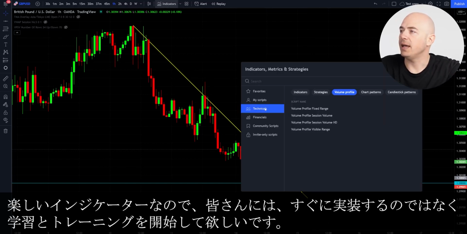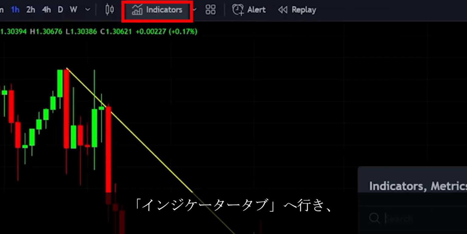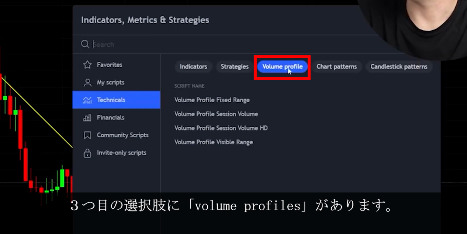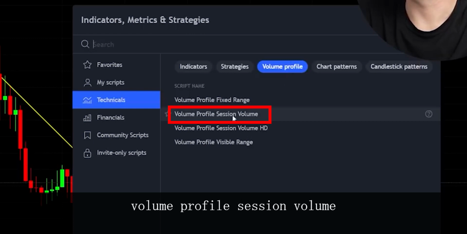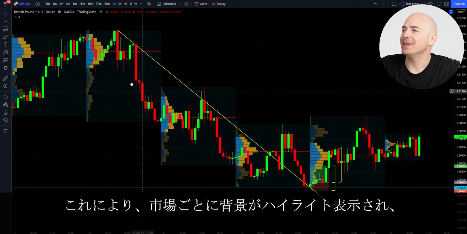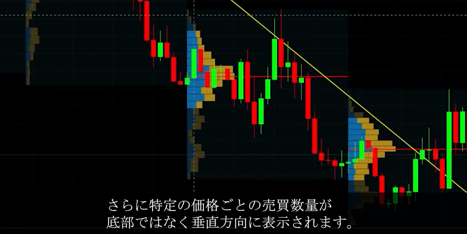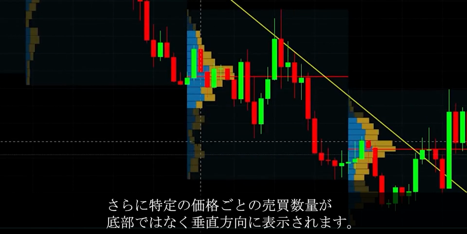So a fun indicator that I want you guys to start learning and start training on, not implement this right away. I want you to be educated on this first. If you go into the indicators tab and click the technicals, the third option is volume profiles. I want you to select this one right here, volume profile session volume. What that's going to do is give you sessions highlighted, as well as the buying and selling volume at specific prices, not at the bottom, but vertically.